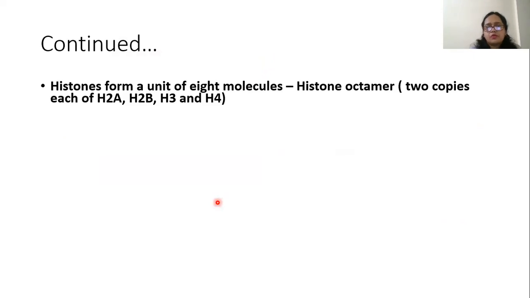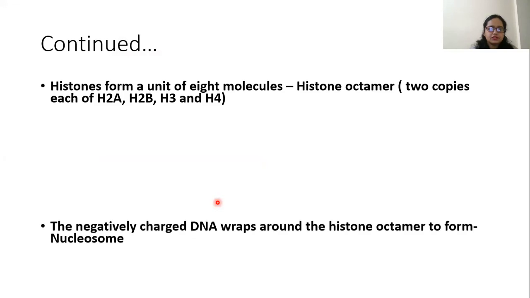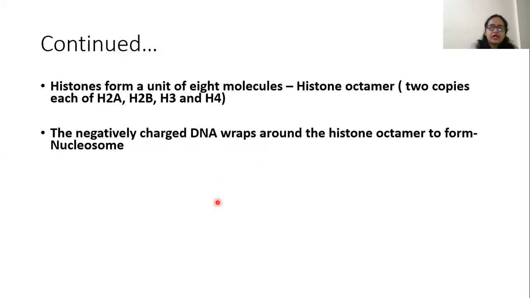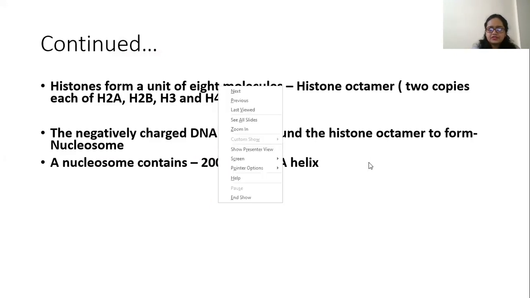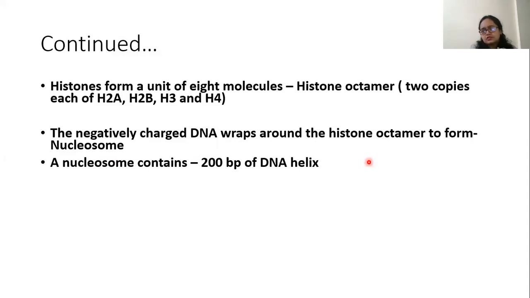Histones form a unit of 8 molecules, that means histone octamers are there. How is this octamer formed? Two copies each of H2A, H2B, H3 and H4 are there, so a total of 8 molecules of histones. Now the negatively charged DNA wraps around the histone octamer to form a nucleosome. A nucleosome contains around 200 base pairs of the helix. We have seen that the total DNA helix which forms the nucleosome structure is around 200 base pairs, out of which 146 is wrapped.